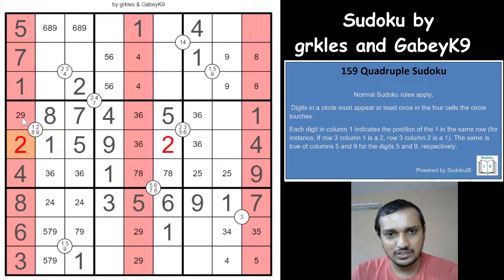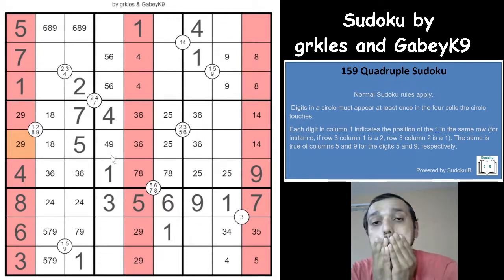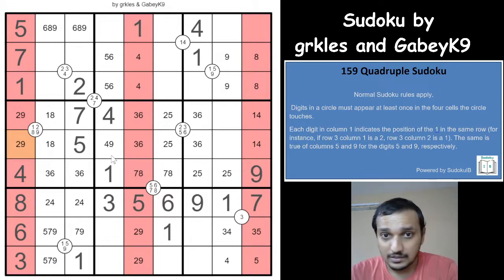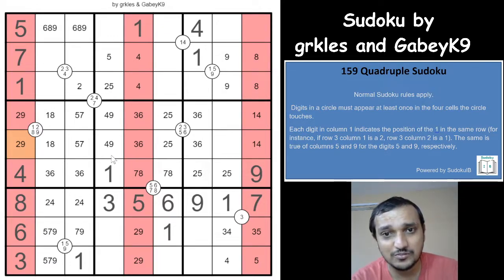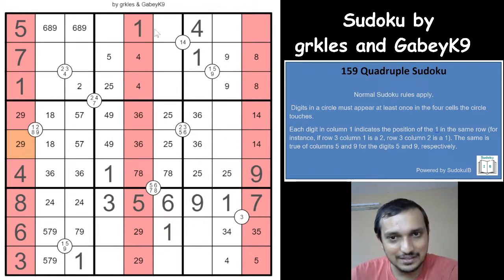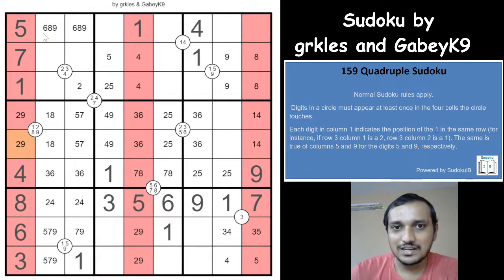So one is in... no, have I done any mistake here? 5, come on. Thank God. That is 6, 8, 9. That doesn't mean that 6 would have to be in one of these two cells, right? Bad. Bad. Very bad. Thank God. I just wrote 6, 8, 9.